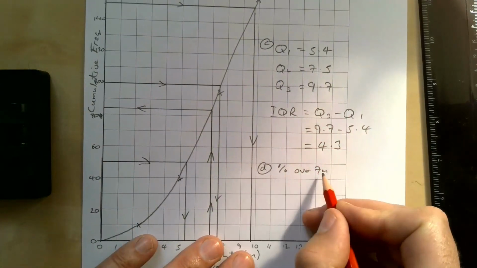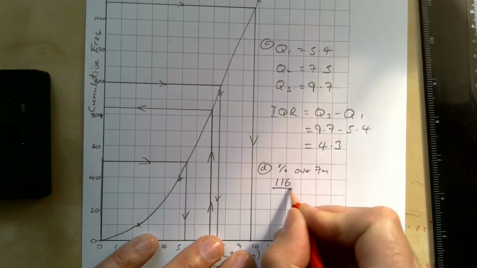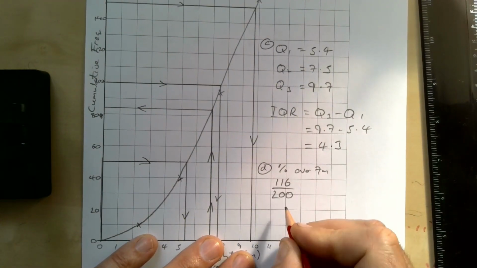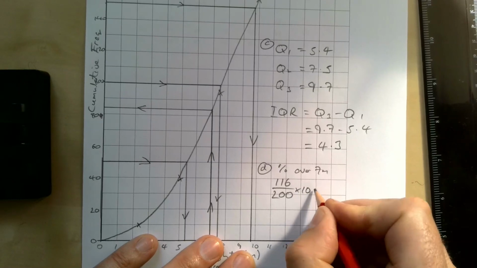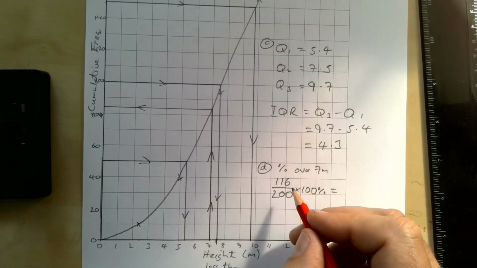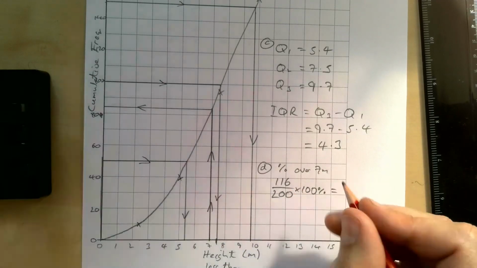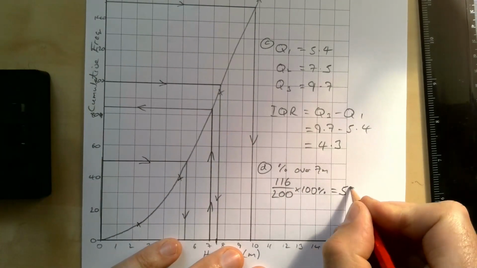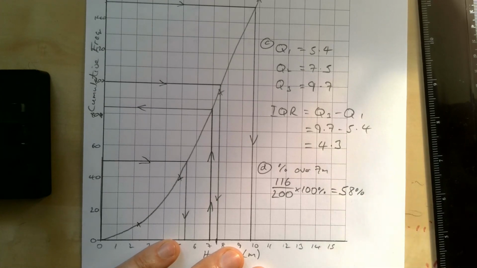So the percentage that's over is going to be 116 over 200 multiplied by 100% to get our percentage. So 116 divided by 2, I should know that, is 58. So we're going to get 58%. So 58% of the trees, according to mine, are going to be over 7 meters.